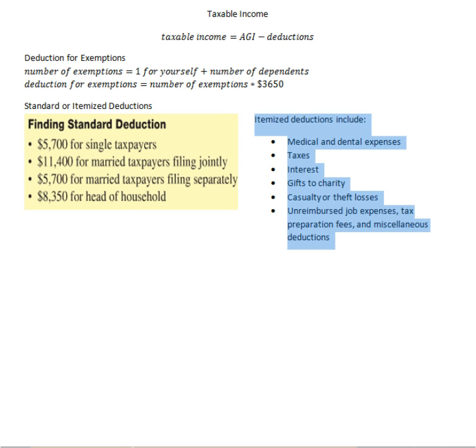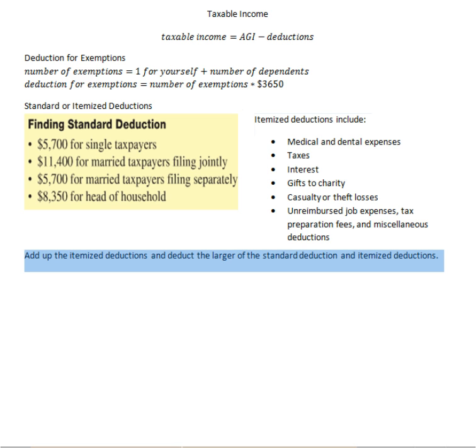Itemized deductions are going to include things such as medical and dental expenses, taxes such as state income tax or your local income tax. It does not include federal income tax or gasoline tax. Interest such as mortgage interest, gifts to charity, casualty or theft losses, and unreimbursed job expenses, tax preparation fees, and miscellaneous deductions.